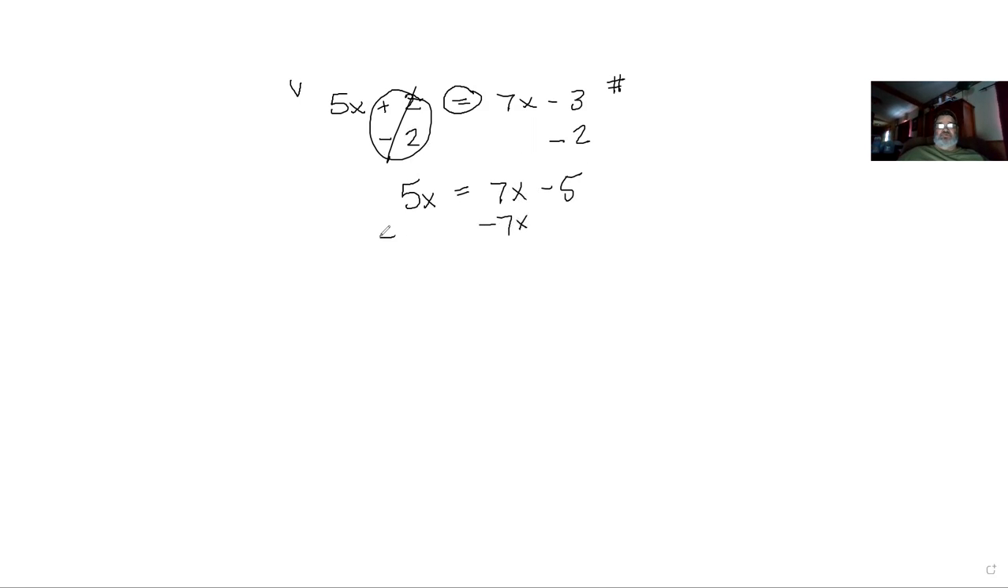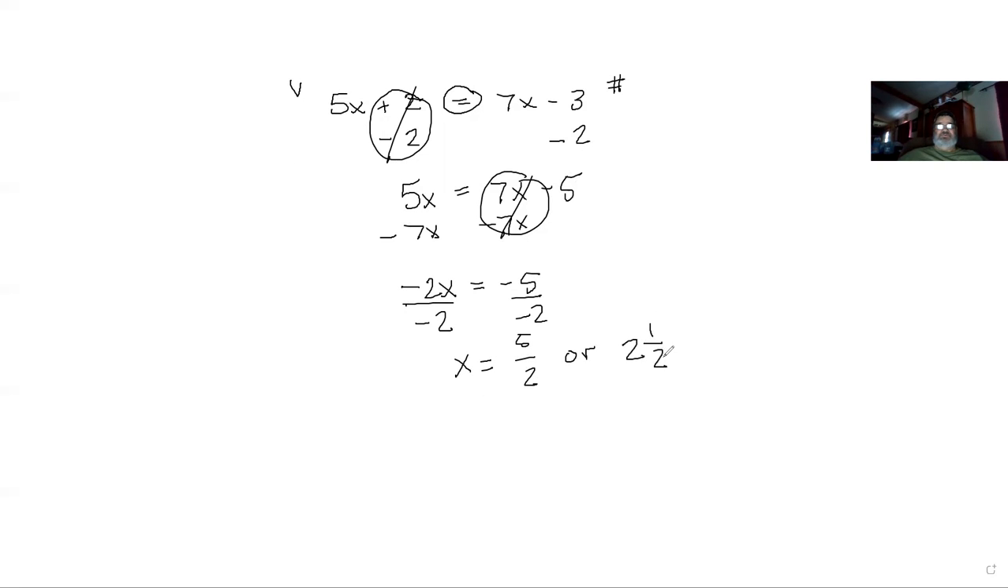So we're going to subtract it over. That's going to negate. So we're left with negative 2x equals negative 5. Now notice all my variables are on the left. My constants are on the right. Now all I have to do is divide away that coefficient, and I'm going to be left with x equals 5/2. If you prefer mixed numbers, 2.5. Okay.